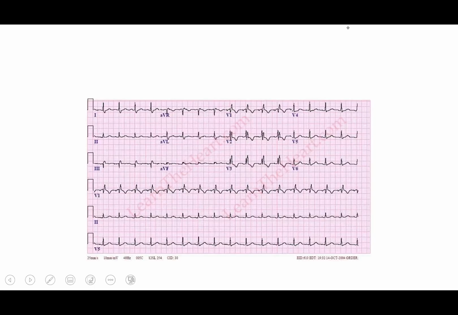All right. So this one's a little bit different. It's interesting. So P wave, P wave, P wave, P wave, P wave, P wave. P waves are here. Kind of hard to see, but they're here. Okay.